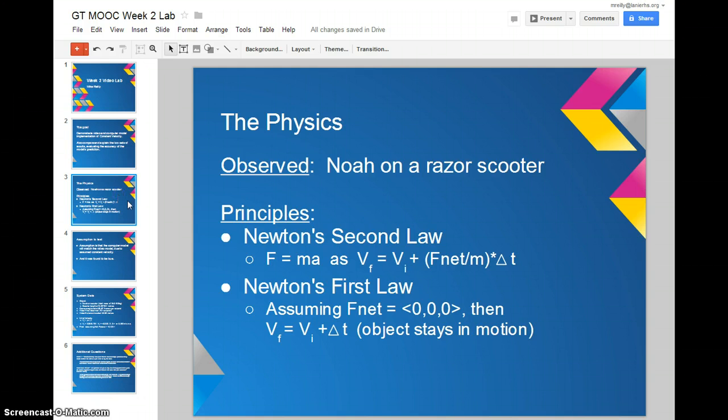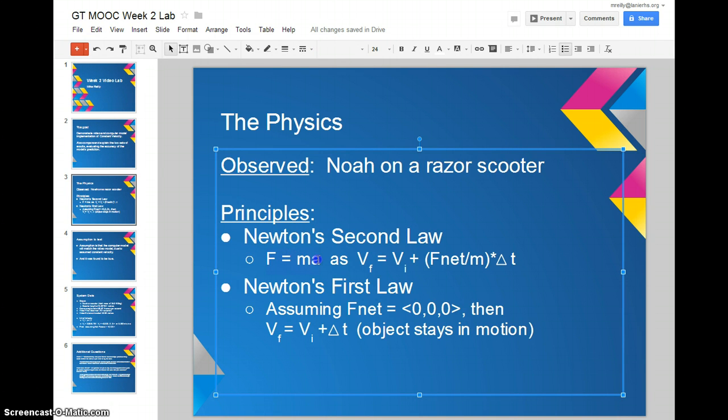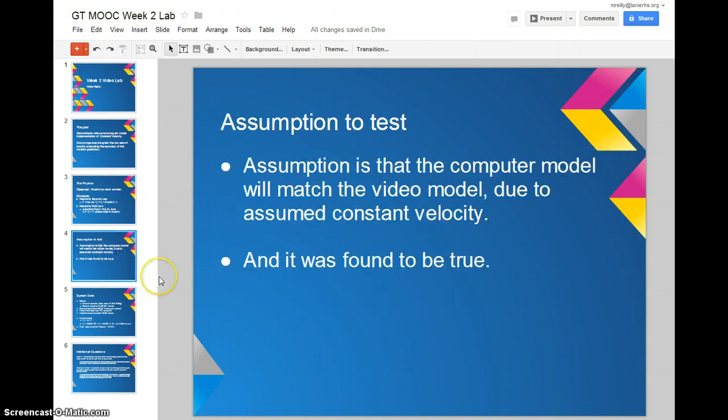What I've observed is my son Noah on his Razor scooter, and we are going to demonstrate Newton's second law, initially listed as F equals ma, but derived out as the final velocity, which we then discover is related to Newton's first law, that an object will stay in motion once in motion because our net forces tend to be towards zero, or at least that's our assumption.